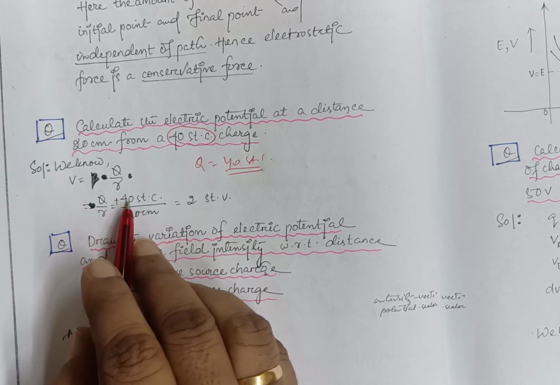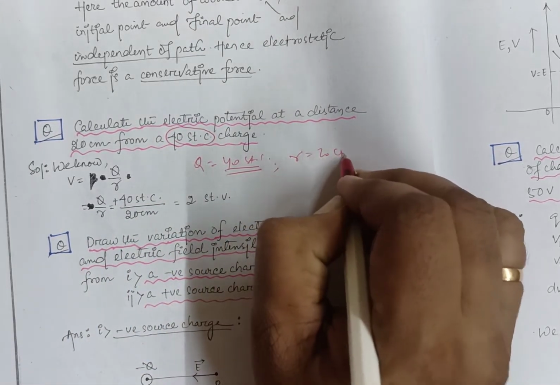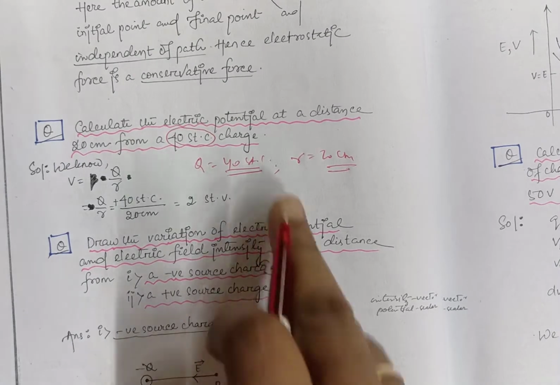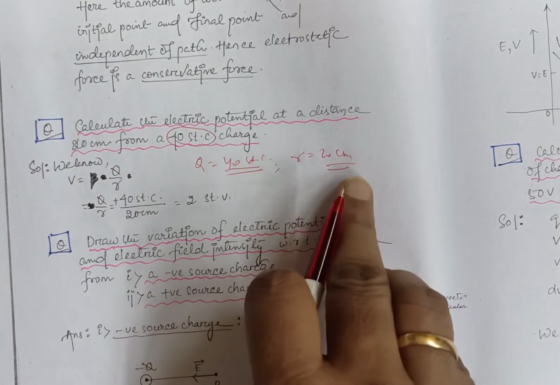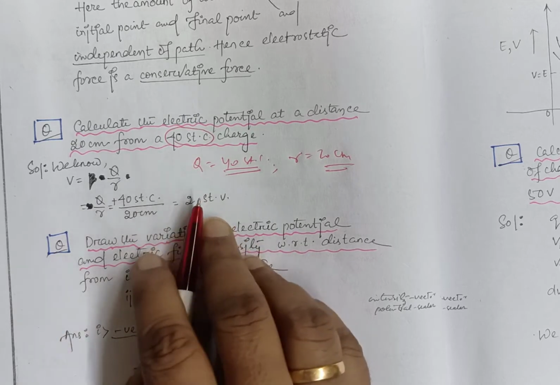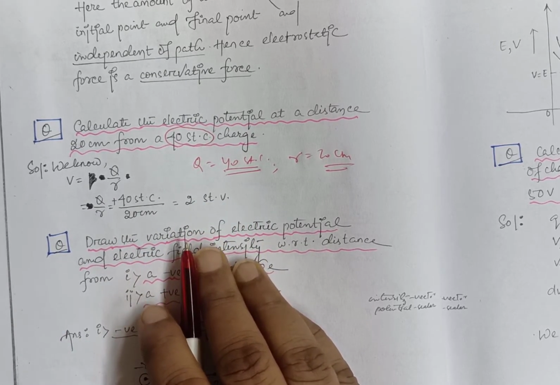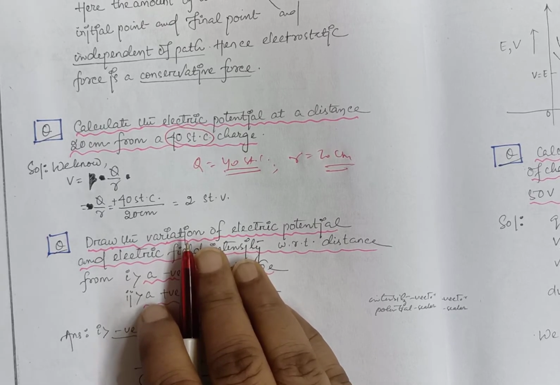Put the value 40 stat coulomb, and here R is given 20 centimeter. There is no change in unit, stat coulomb and centimeter in electrostatic unit. So the answer is in electrostatic unit, that is 2 stat volt. As it is a scalar quantity, there is no need to represent its vector form.